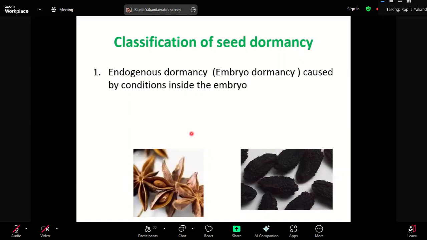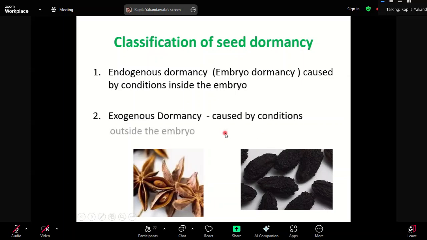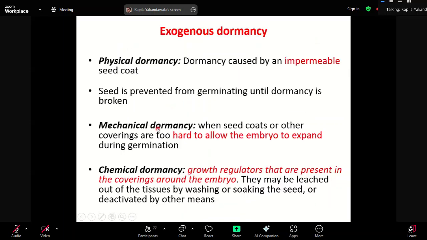Dormancy can be classified into endogenous dormancy, that is dormancy inside the embryo, and exogenous dormancy caused by conditions outside the embryo. Endogenous dormancy, exogenous dormancy. Right, now let's look at exogenous dormancy, outside conditions which affect germination.